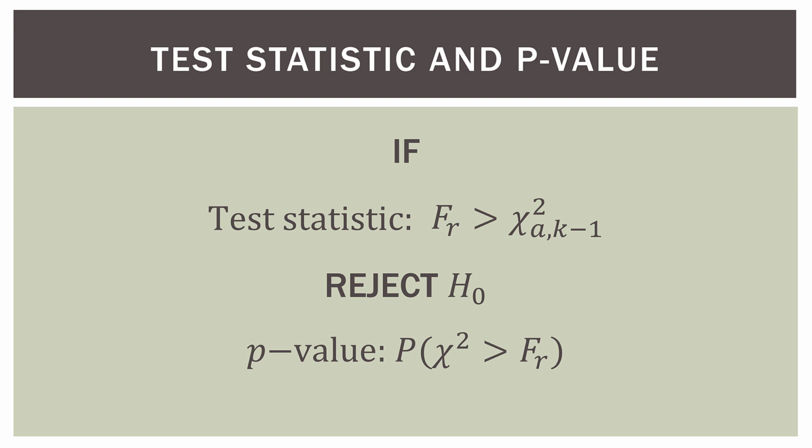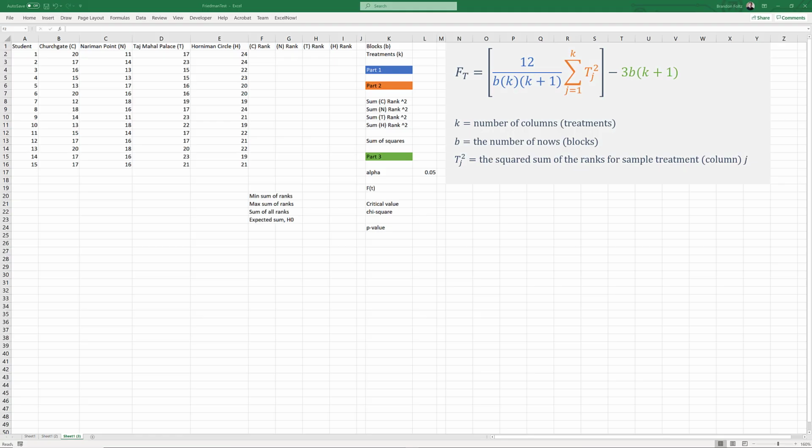Okay, so let's go ahead and go into Excel and calculate the Friedman test for our Mumbai Starbucks example. Okay, so here we are in Excel. Let's calculate the Friedman statistic. Now remember, this file is available in the description, so if you want, you can pause this video, go download it, open it up, and follow along step by step.